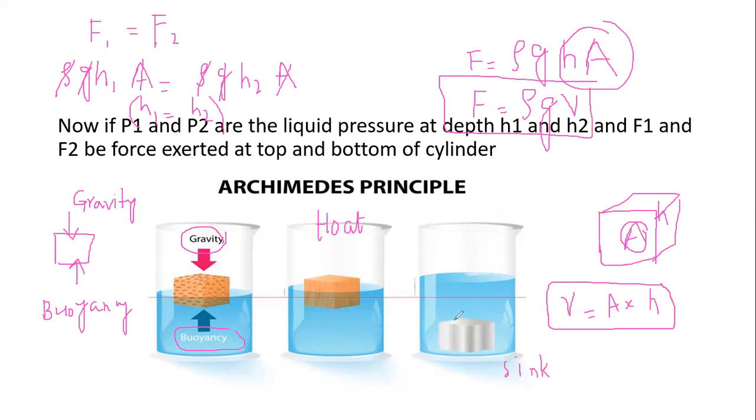Okay, for sinking, the gravity must be greater than the buoyancy force. So for gravity to be larger, we neglect the value of buoyancy. In the second case, for floating, the buoyancy force must be greater than the gravity. So these are the two conditions, flotation and sink. For flotation, the buoyancy force must be greater than gravity, and for sink, the gravity must be greater than the buoyancy force. This is the end of the Archimedes principle.